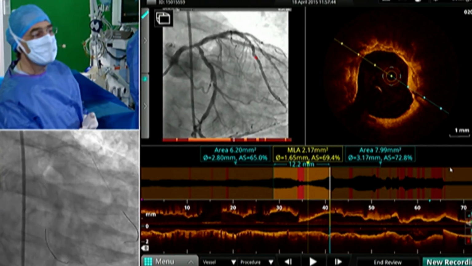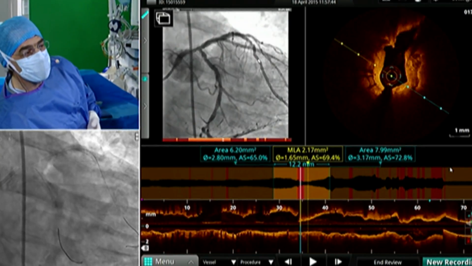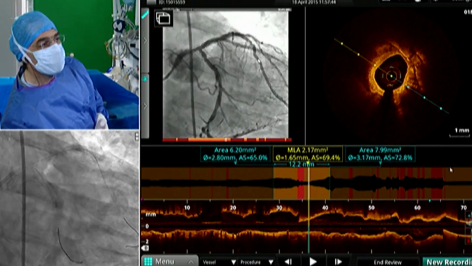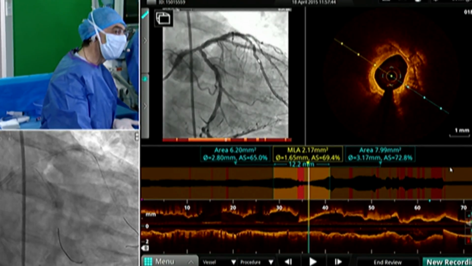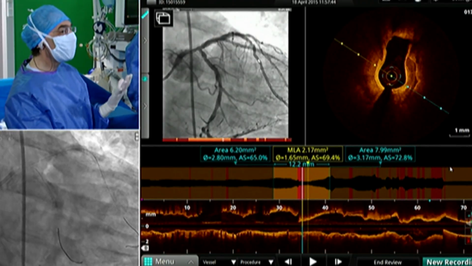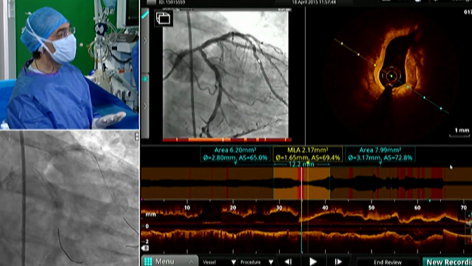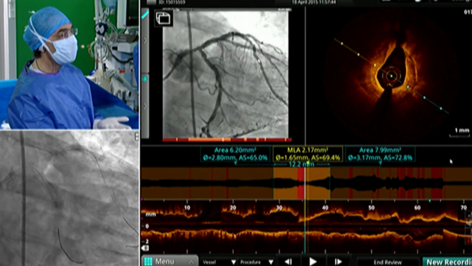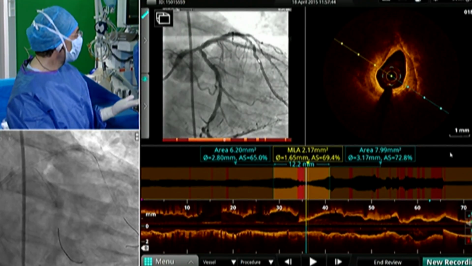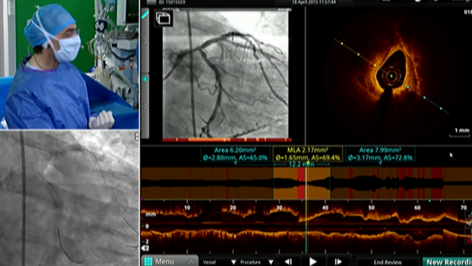And this is in terms of area. Let me go to this point. It is about 70% area stenosis, but very, very calcified. You can see the calcium is everywhere. So I'm not sure that we need to do something. John, what do you think?